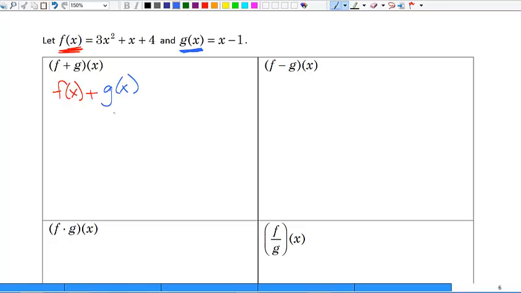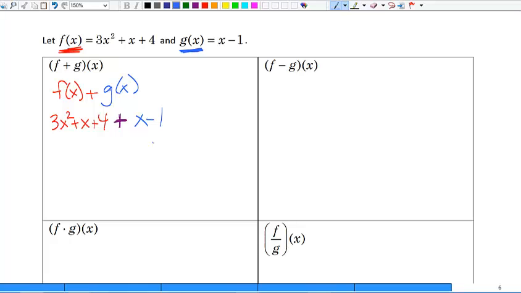So I'm just going to take the f function, which is 3x squared plus x plus 4. I'm going to add it, because that's what the problem said to do, add it to the blue function, or g of x, which is x minus 1.